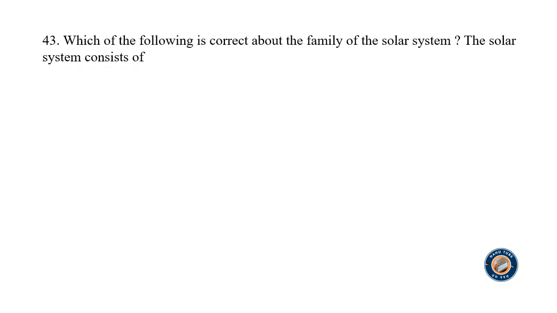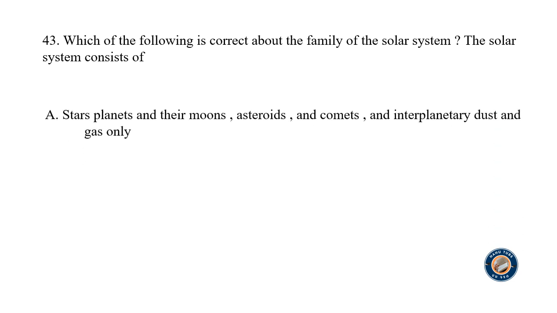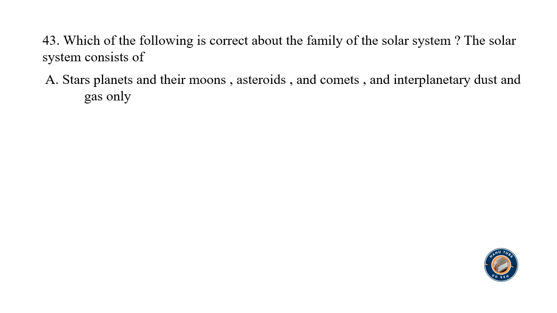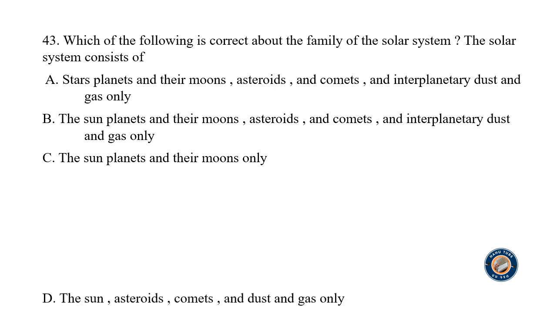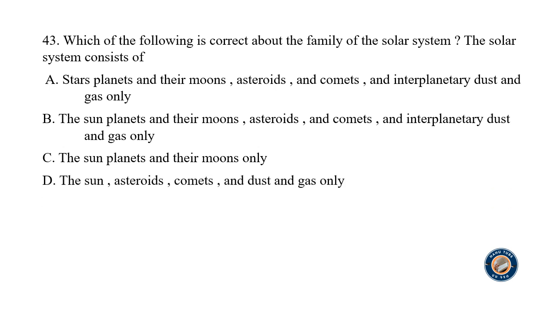Question number 43. Which of the following is correct about the family of the solar system? The solar system consists of A. Stars, planets and their moons, asteroids and comets, and interplanetary dust and gas only. B. The sun, planets and their moons, asteroids and comets, and interplanetary dust and gas only. C. The sun, planets and their moons only. D. The sun, asteroids, comets, and dust and gas only.